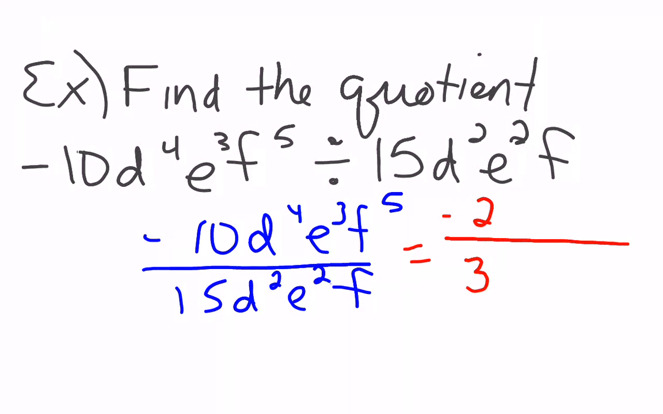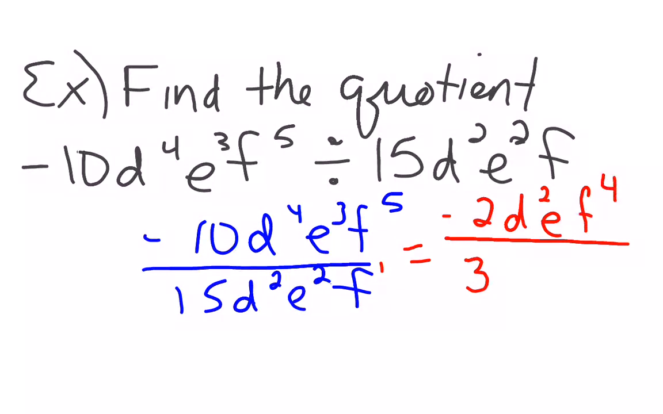Now, how do we divide the others? Well, the short version is that we subtract the exponents. So 4 minus 2 is 2. So we have a d squared on top. Then our e's, we have e cubed and e squared. 3 minus 2 is 1. So e to the 1 or e. And then after the f, don't forget there's a 1 there. So 5 minus 1 is 4.